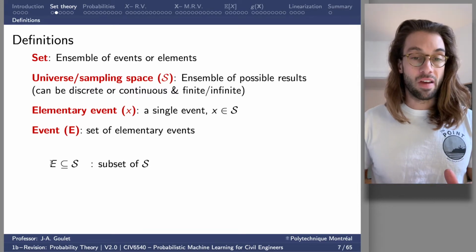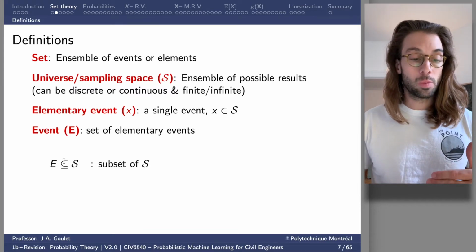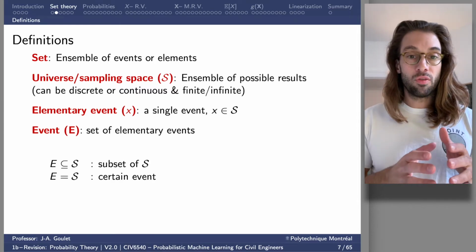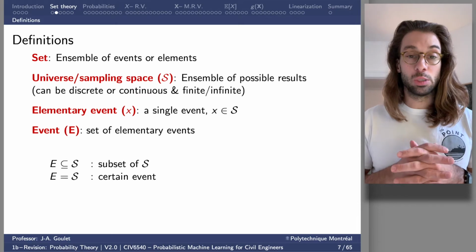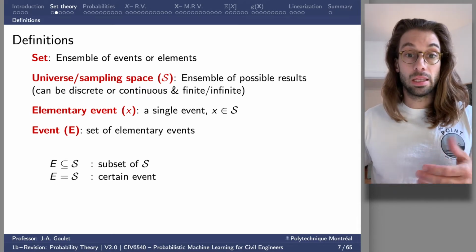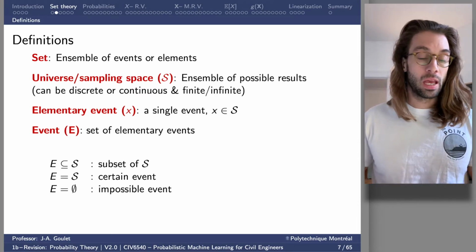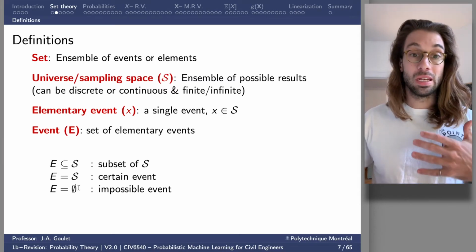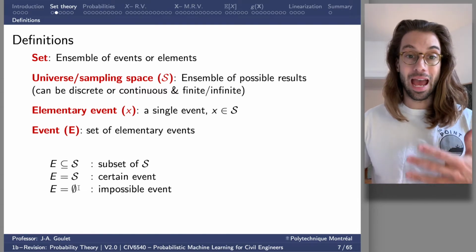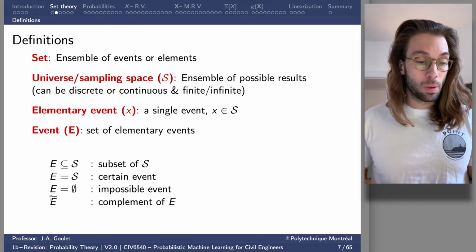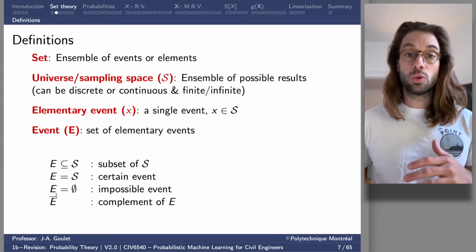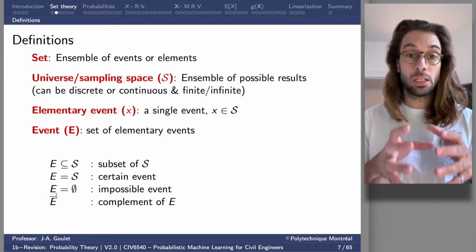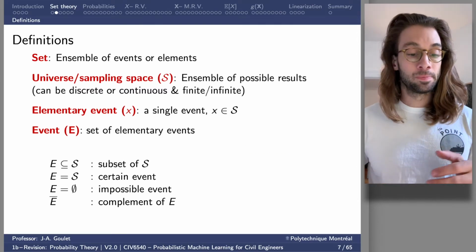So we can say that an event is always going to be a subset of, or equal to, my sampling space. If my event is equal to the sampling space, it's going to be a certain event. This thing happened for sure. On the opposite, if my event is the empty set, it's going to be an impossible event. That thing cannot happen. If we put a bar over an event, we refer to the complement of the event, meaning everything that is in the sampling space, but not in my event E.